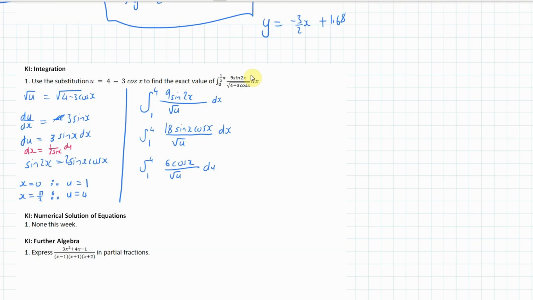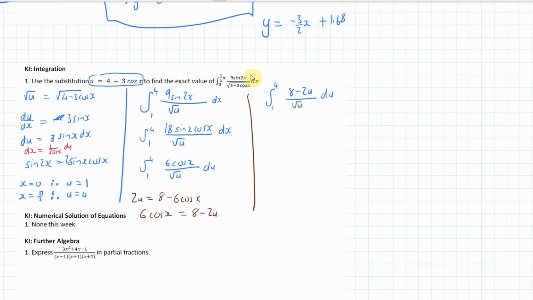So what we can do, I'm looking at this here and I'm thinking this can help us at this point. So I'll go 2u equals 8 minus 6 cosine x. Therefore 6 cosine x equals 8 minus 2u. And now I think we are just about there. So we can replace that 6 cosine x with 8 minus 2u. So here we go. We've got limits 4 and 1. 8 minus 2u all over square root u du. And I think we're done.